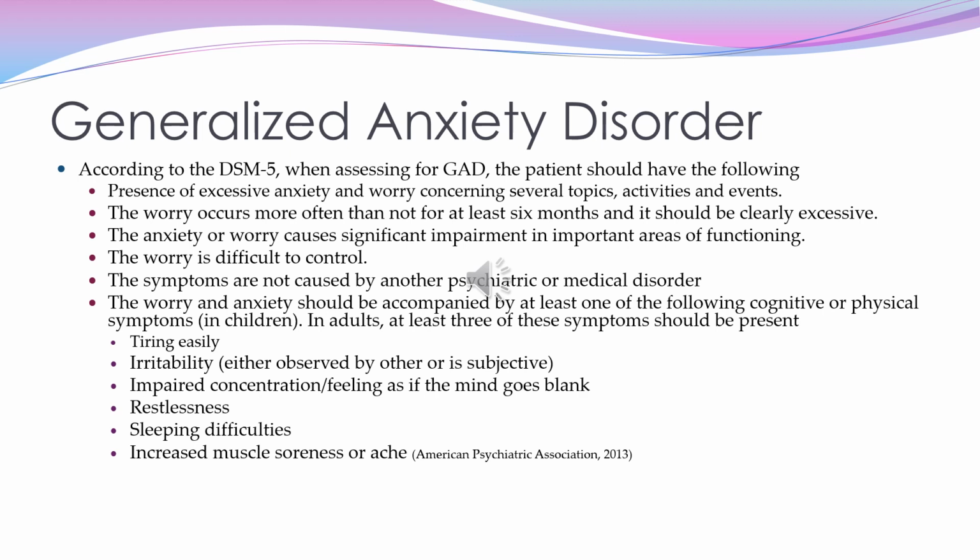The worry and anxiety should be accompanied by at least one of the following cognitive or physical symptoms in children, and at least 3 of the symptoms should be present to make a diagnosis in adults. These symptoms are tiring easily, irritability, which is either observed by others or is subjective, impaired concentration or feeling as if the mind goes blank, restlessness, sleeping difficulties, and increased muscle soreness or aches.